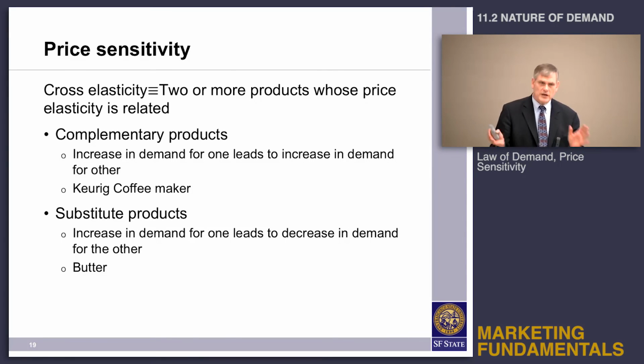The substitute or the other kind of cross-elasticity is when products are substitutes for each other. In that case, an increase in demand for one leads to a decrease in demand for the other. So the classical example is butter and margarine. If the price of butter goes up, the demand for margarine goes up because margarine is a substitute for butter. I got that right out of my economics textbook.